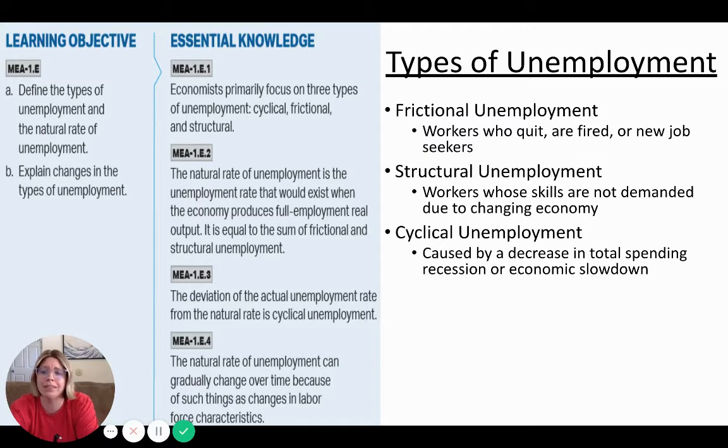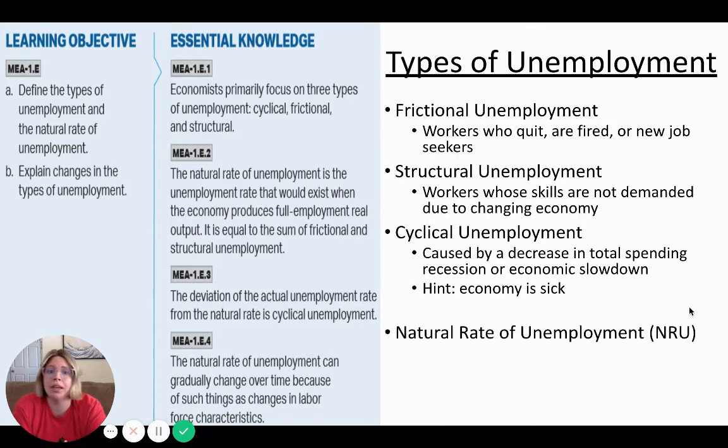Remember, that's when the economy is sick in a really bad way. Frictional and structural are totally natural, and that's not anything we worry about. When we see cyclical unemployment going up, that means that we're in a downward phase of our business cycle, basically. Hint, the economy is sick.